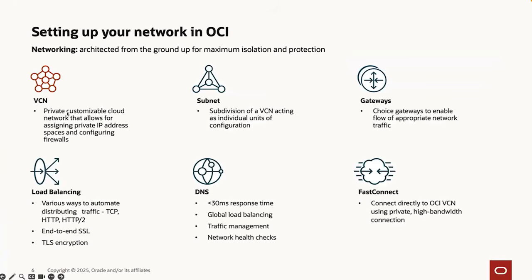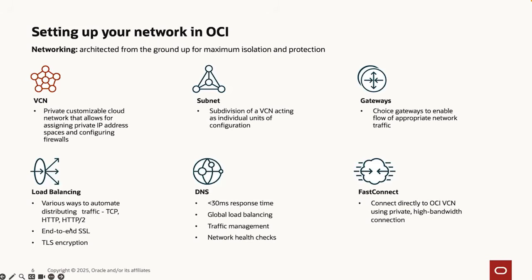First, we have our VCN, our virtual cloud network, and it is similar to a traditional data center, providing you with complete control over your cloud networking environments without having to deal with the underlying hardware. This is where all of your resources are going to be housed. We then have our subnets, which are basically subdivisions of a VCN acting as individual units of configurations. Our gateways enable traffic flow from one network to another. We'll go over the different gateway offerings as well.